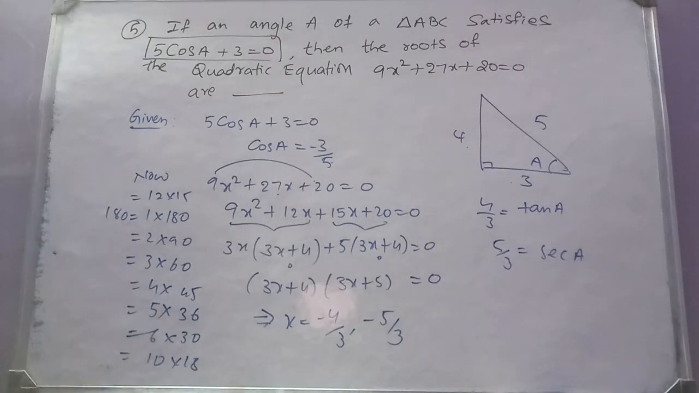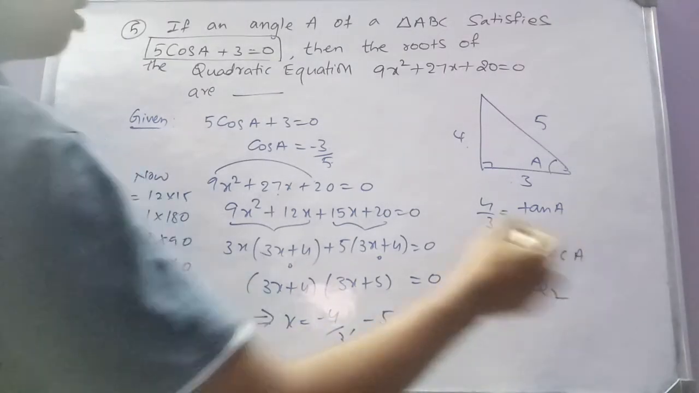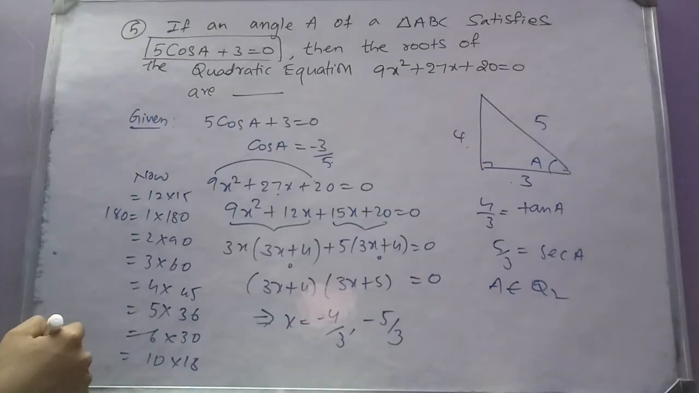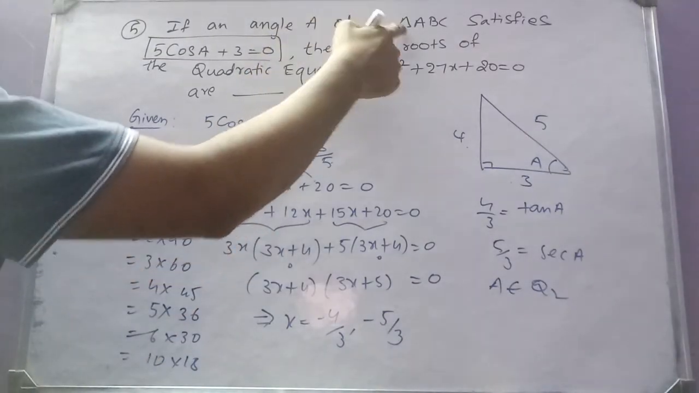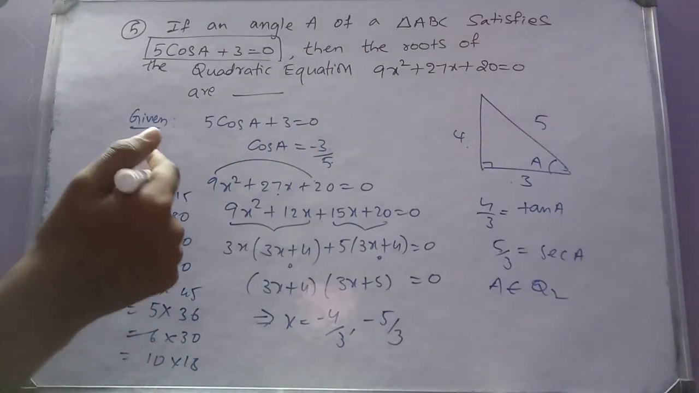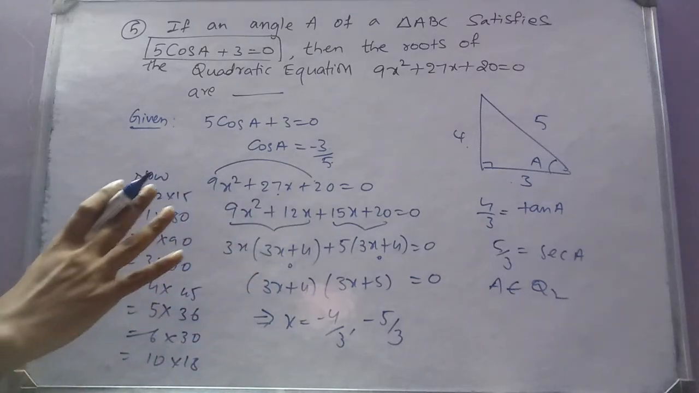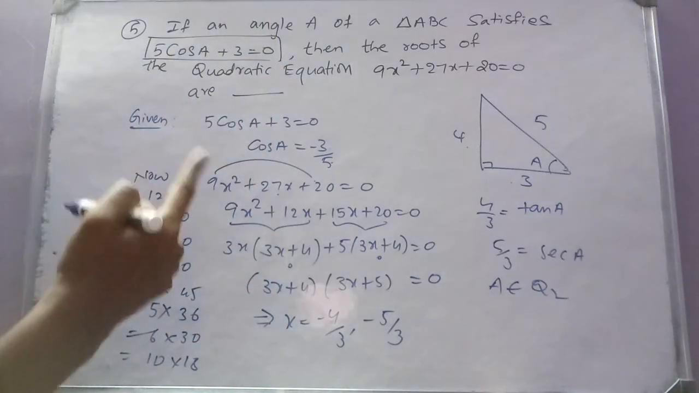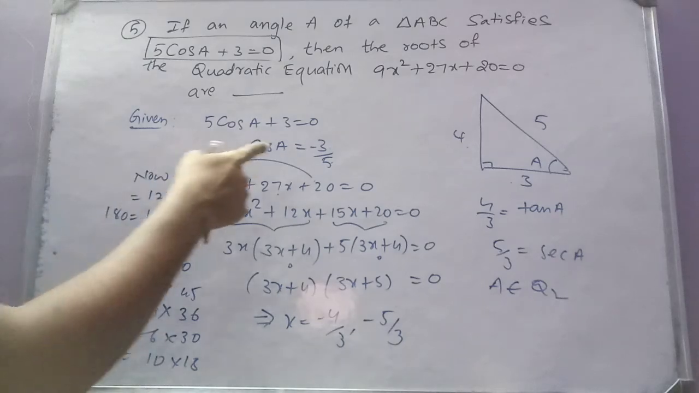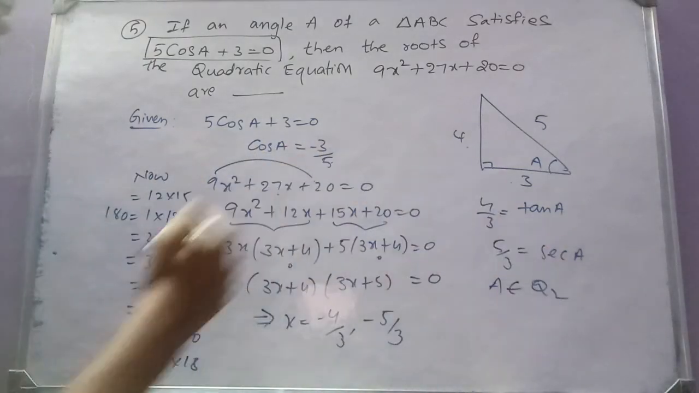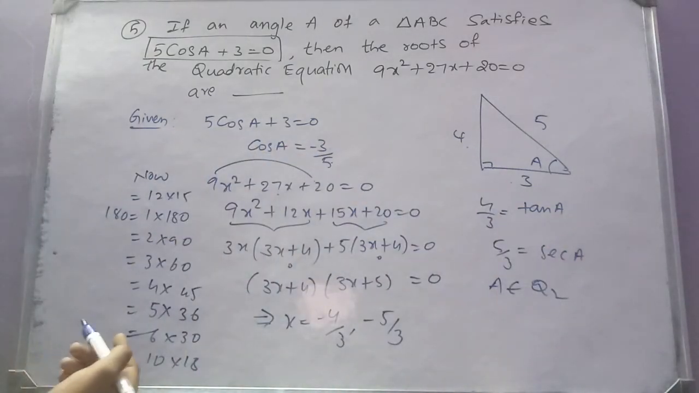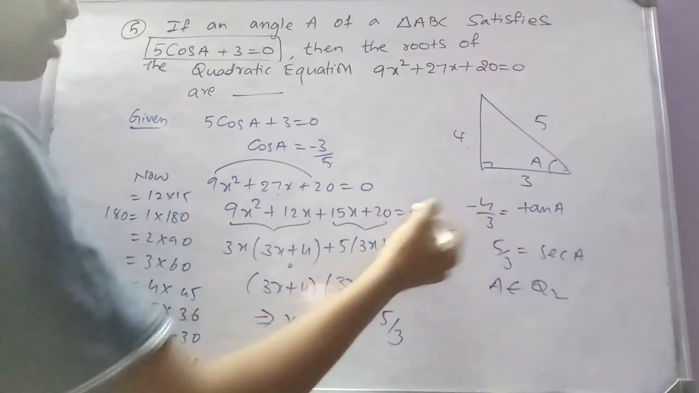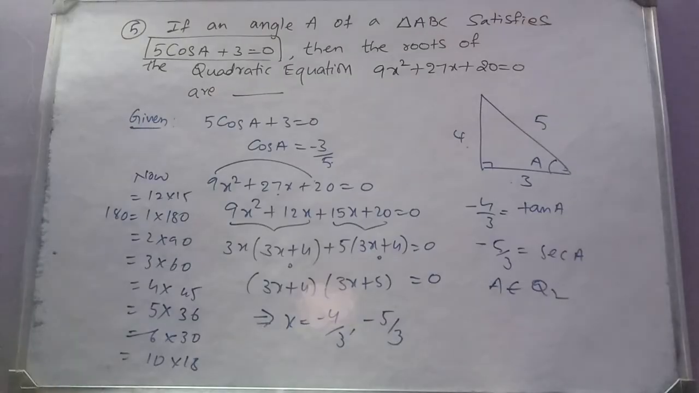And moreover, angle A is in second quadrant, because cos A is negative. And moreover, angle A is an angle in triangle ABC. Therefore, it can be either acute or it can be obtuse. So angle A can be either in first quadrant or second quadrant. Since cos A is negative, angle A is in second quadrant. So therefore I can say that tan A must be negative, secant A is also negative. Both tan and sec are negative in second quadrant.